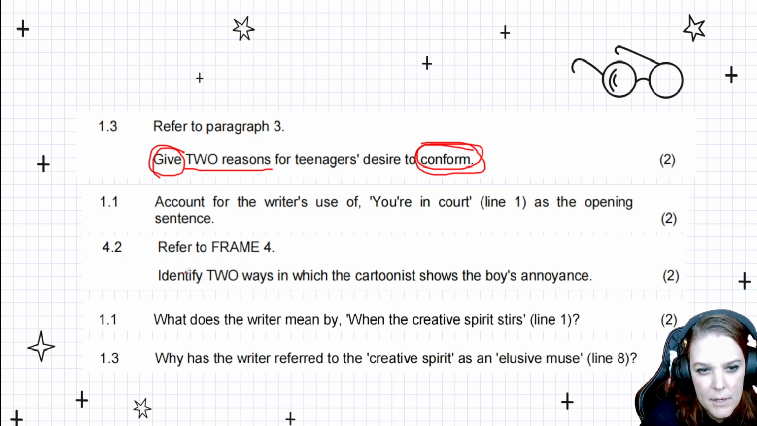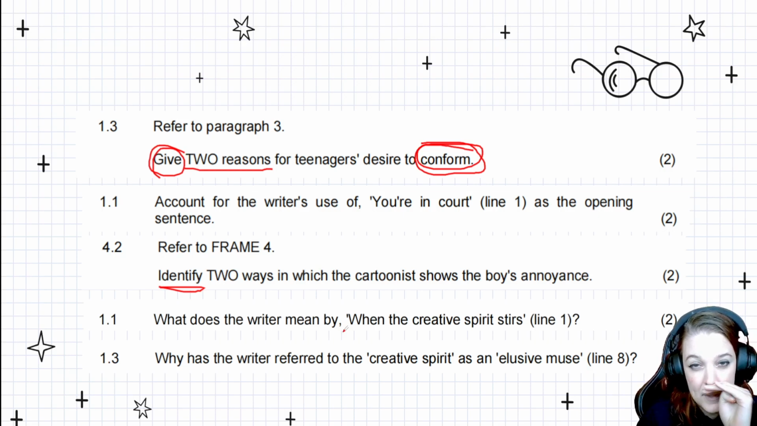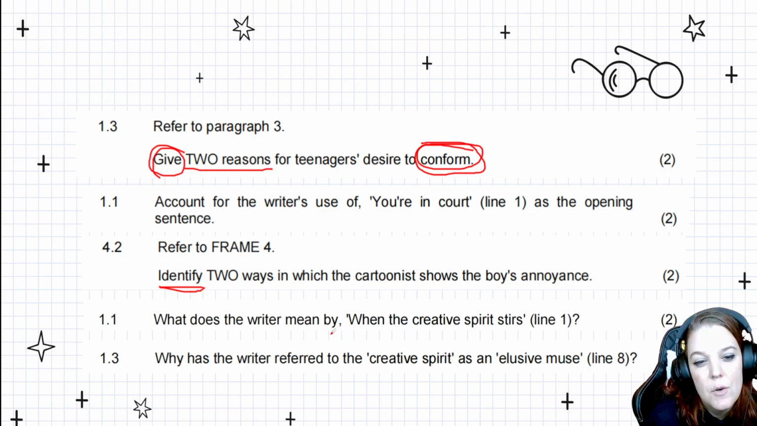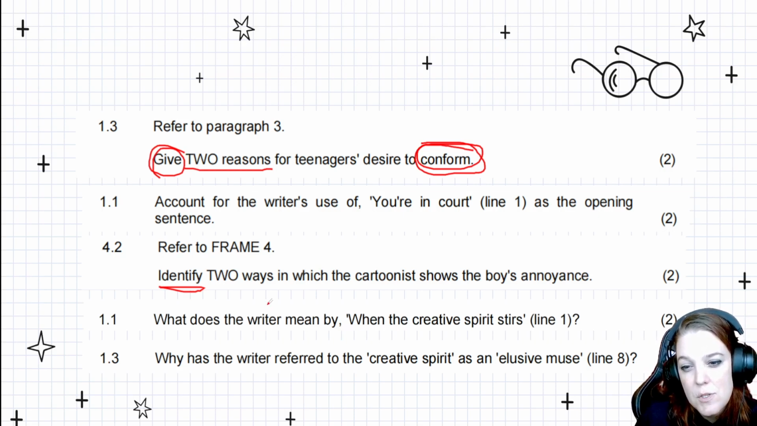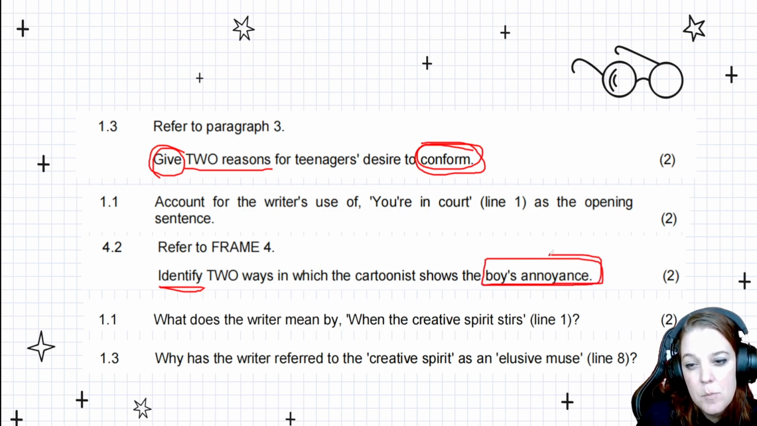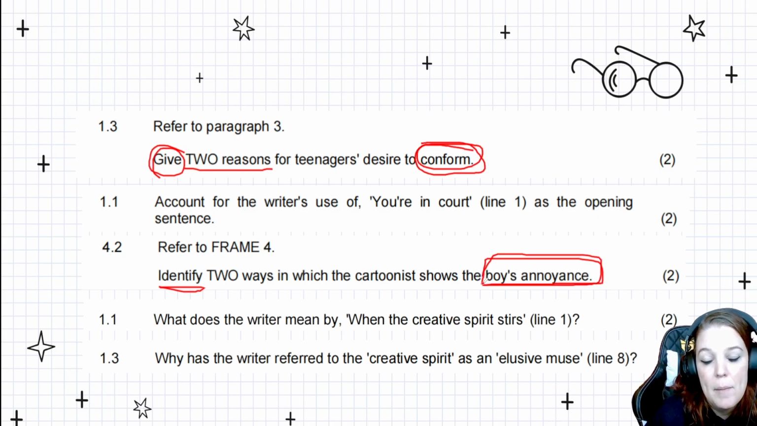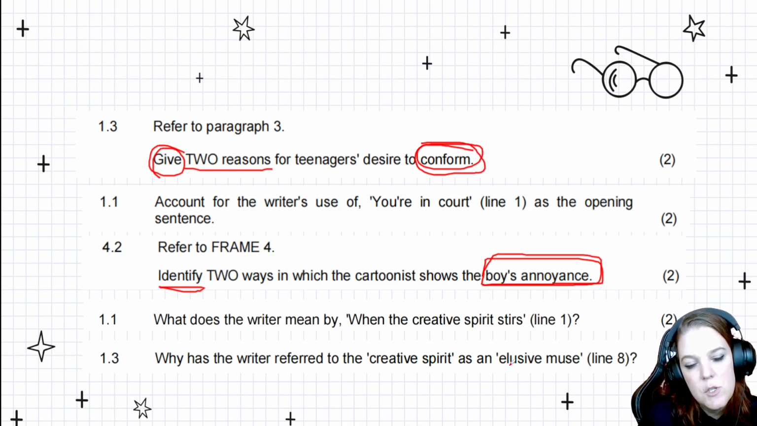I'm going to skip the second one here and we're going to go straight down to identify. So it says identify 2 ways in which the cartoonist shows the boy's annoyance. I think this comes from the portion of the question paper that deals with cartoons. So identify 2 ways in which the cartoonist shows the boy's annoyance. So this is dealing with the techniques, so when they say the boy's annoyance, we're looking at perhaps any facial expressions or any hand gestures or maybe the body language of the boy. Obviously, we don't have the question paper in front of us, so we can't see exactly, but I just wanted you to see the question words.